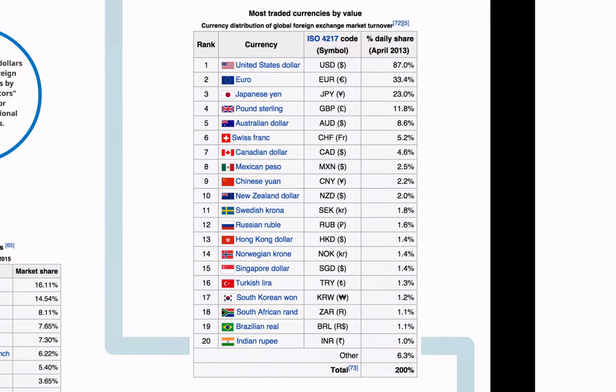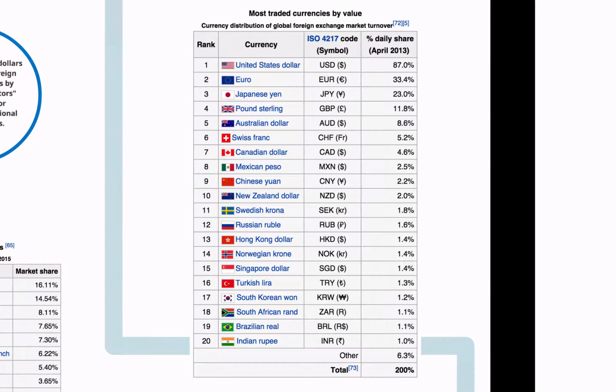In terms of the currencies that are traded, this gives you a sense of the most valued currencies in the world, right? If a significant daily share of what's being traded on the foreign exchange market is your currency, that means that people want your currency. Your currency is in high demand. And by far, the currency that is in the highest demand is the US dollar. It constitutes about 87% of the foreign exchange markets.